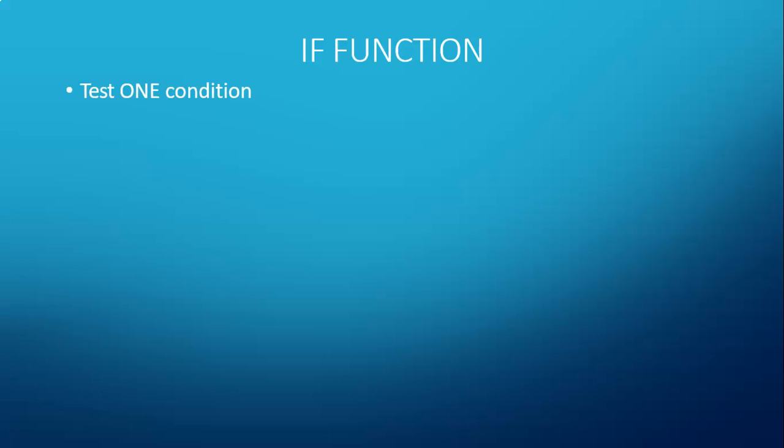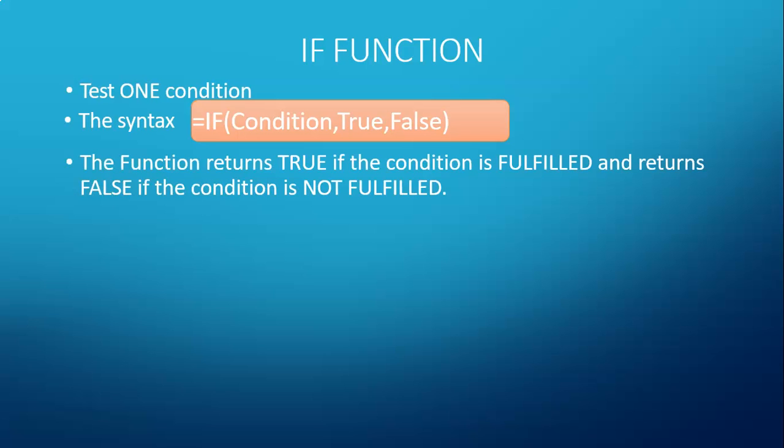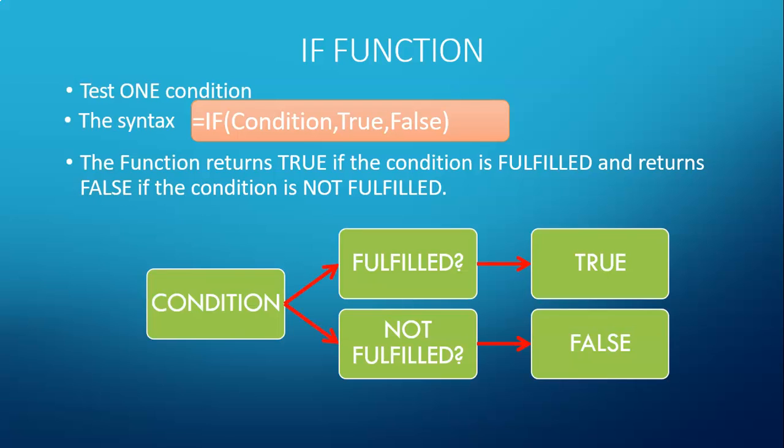Okay, now for a simple if function, we only test one condition, and the syntax that we usually write in the formula is equals to if, then we have a condition. If the condition is true, it becomes true. If the condition is not met, it will become false. So when the condition is fulfilled, meaning the particular data is fulfilled, the result will be true, and if it's not fulfilled, it becomes false.